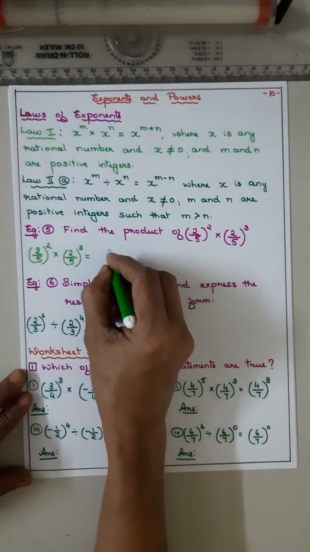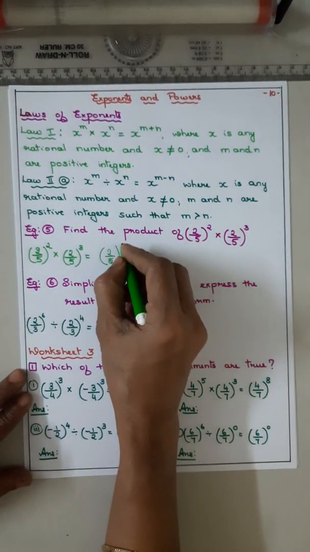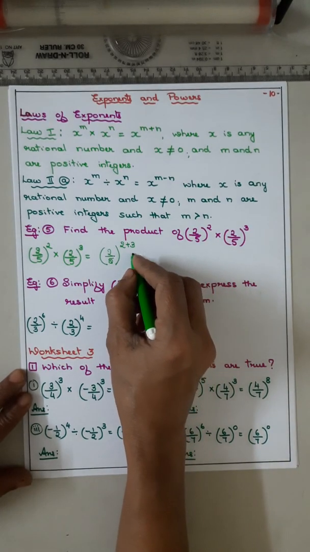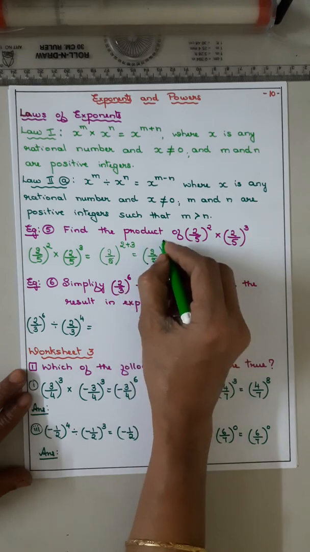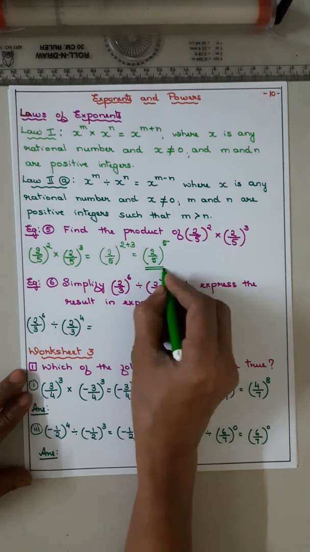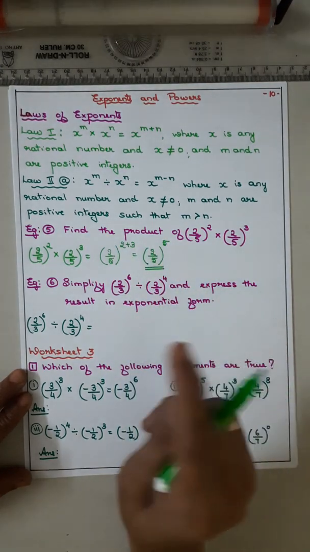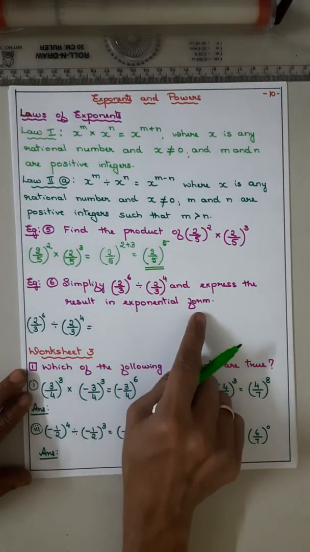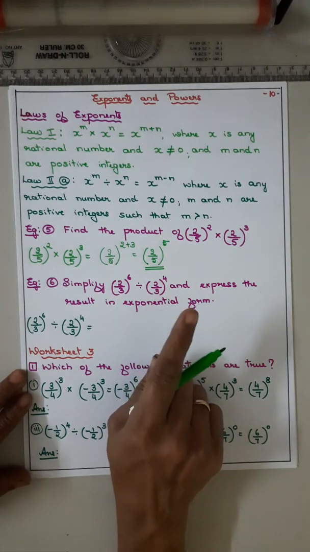Yes. So what we have to do? 2 by 5, in between multiplication sign. So what we have to do? Add the powers, 2 plus 3. So what will it be? Answer is 2 by 5 the whole raised to 5. 2 plus 3 is 5. Now simplify and express the result in exponential form. If they ask exponential form, you have to write in the powers.